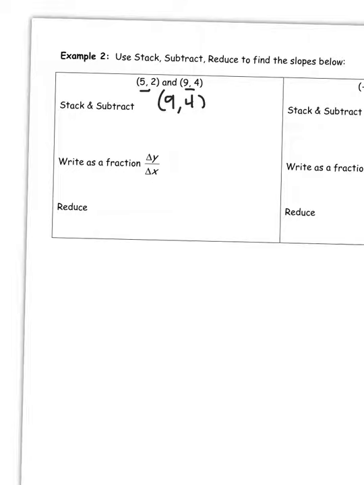9 over 4 on top, stack it with 5 over 2. And I'm going to do a subtraction problem. I do 4 minus 2 and I get 2. And I do 9 minus 5 and I get 4.